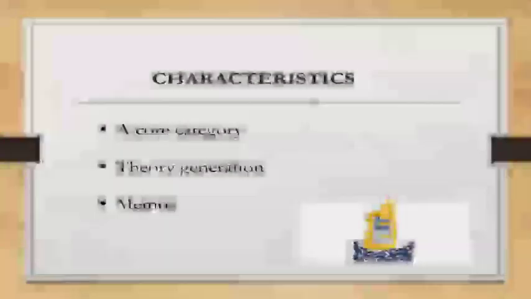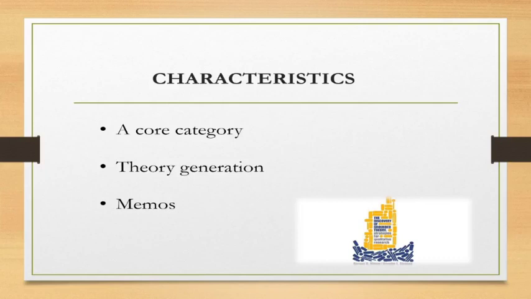A core category. A core category that can become the theme that describes or becomes the main theme of the process. Theory generation is an abstract explanation or understanding of a process about a substantive topic grounded in the data. And the last one is memos. Notes the researcher writes through the research process to elaborate on ideas about data and the code categories.